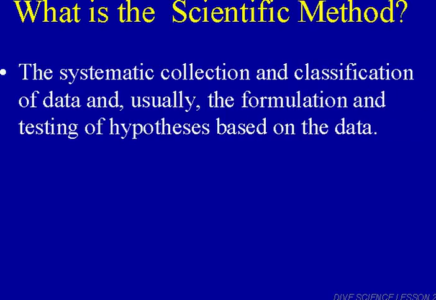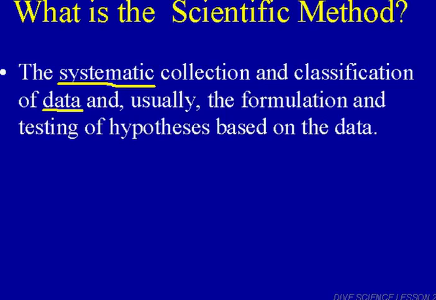Well, let's start this lecture by defining what the scientific method is. And here's a definition out of Webster's Dictionary: the systematic collection and classification of data, and usually the formulation and testing of hypotheses based on the data. So let's just look at a couple of the words here. Systematic, what that means is just a step-by-step approach, or an organized approach. So if you have a systematic collection of data, you have an organized collection of data.